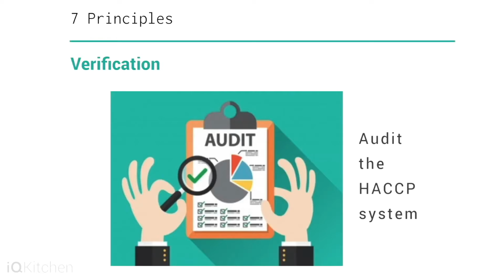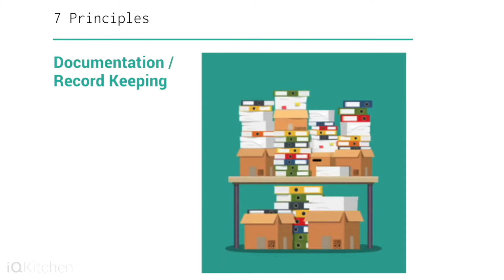Principle 6. Verification. Those activities other than monitoring that determine the validity of the HACCP plan and that the system is operating according to the plan. Principle 7. Documentation. A key component of the HACCP plan is recording information that can be used to prove that the food was produced safely.